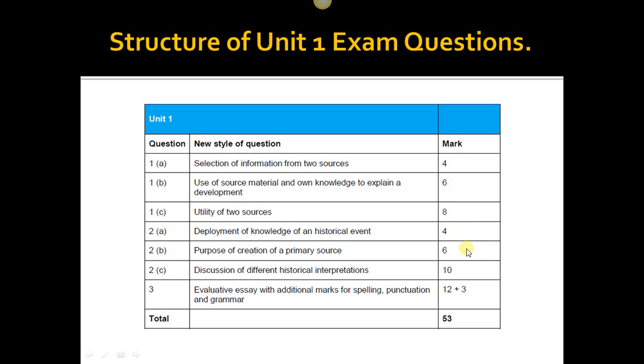Question B is then 6 marks, and question 1C is worth 8, whereas question 2C is worth 10. Okay, the final one is an essay. So in this video, we are just looking at question 1A, 1B, and 1C.